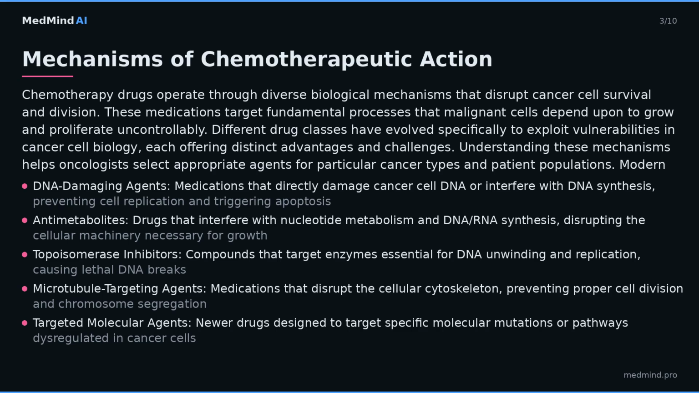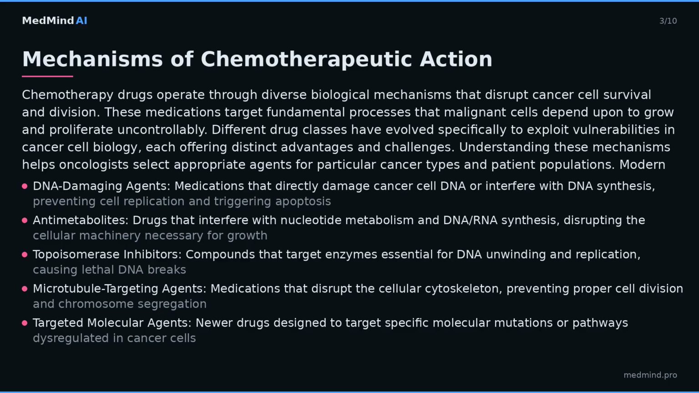Mechanisms of chemotherapeutic action. Chemotherapy drugs operate through diverse biological mechanisms that disrupt cancer cell survival and division. These medications target fundamental processes that malignant cells depend upon to grow and proliferate uncontrollably. Different drug classes have evolved specifically to exploit vulnerabilities in cancer cell biology, each offering distinct advantages and challenges. Understanding these mechanisms helps oncologists select appropriate agents for particular cancer types and patient populations.